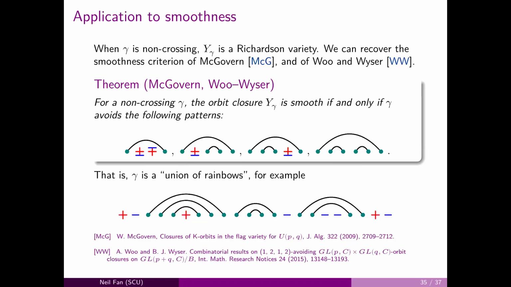This is a listing of consecutive signs with the same sign. So if γ avoids these patterns, then γ is essentially a union of rainbows. So they show that when γ is a union of rainbows, the orbit closure Y_γ is smooth.